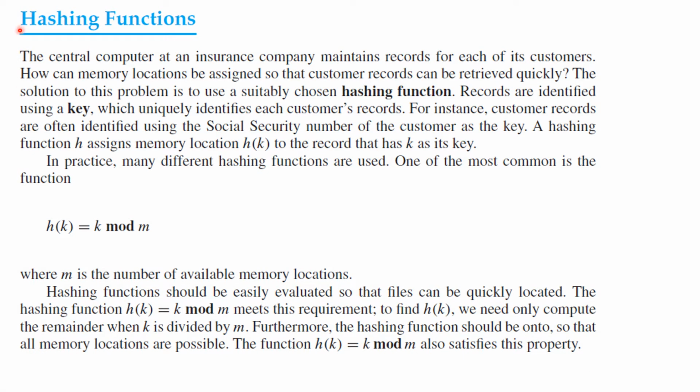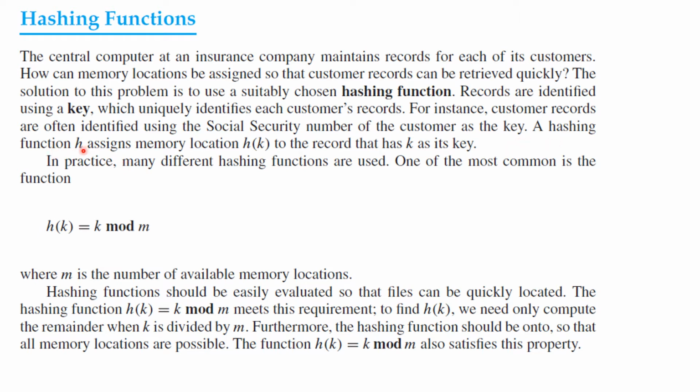Let's begin then with hashing functions. The central computer at an insurance company, as an example, maintains records for each of its customers. How can memory locations be assigned so that the customer records can be retrieved quickly? The solution to this problem is to use a suitably chosen hashing function. So records are identified using a key, which uniquely identifies each customer record. For instance, customer records are often identified using the Social Security number of the customer as the key.